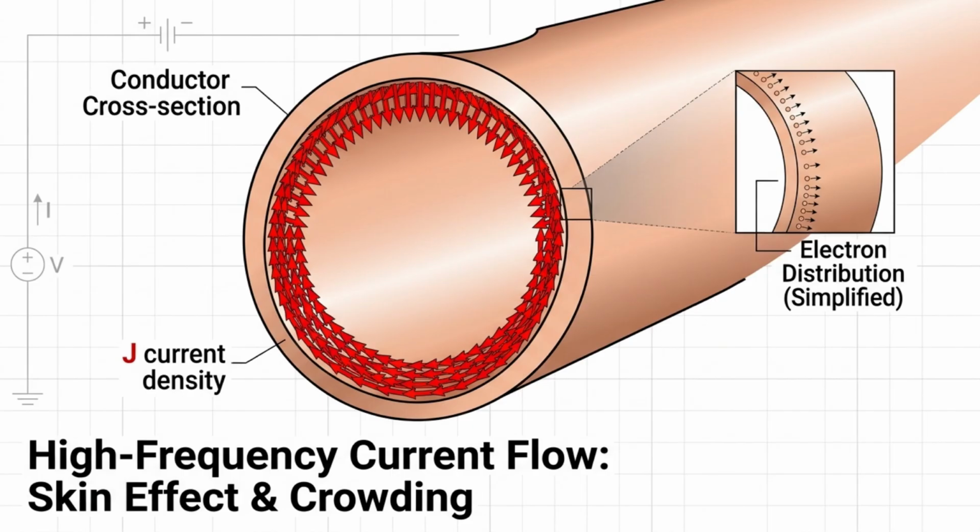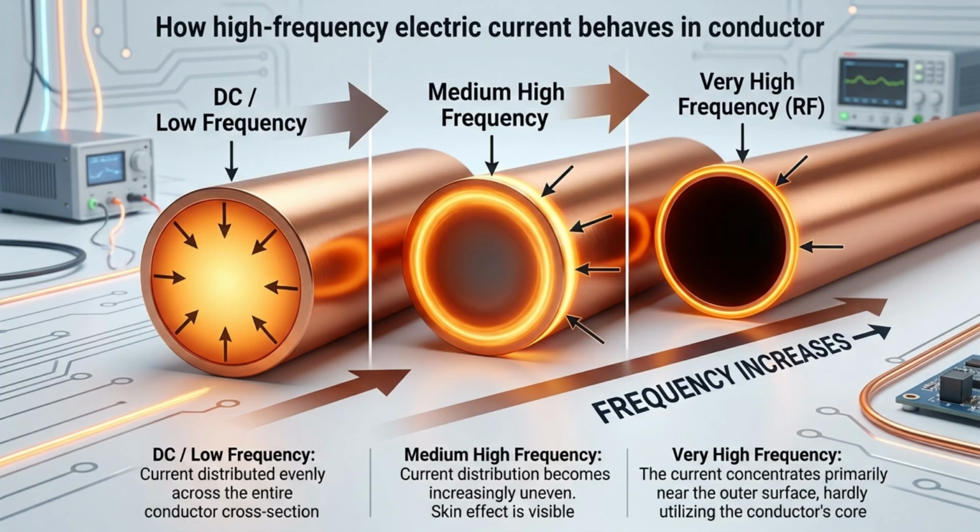In circuit theory, we often assume that current flows uniformly throughout the entire cross-sectional area of a conductor. This assumption works well for DC and low-frequency circuits, where electrons are distributed relatively evenly across the wire. However, RF engineers discovered that conductors behave differently at high frequencies. As frequency increases, the current distribution becomes increasingly uneven. Instead of utilizing the entire conductor, the current concentrates near the outer surface.